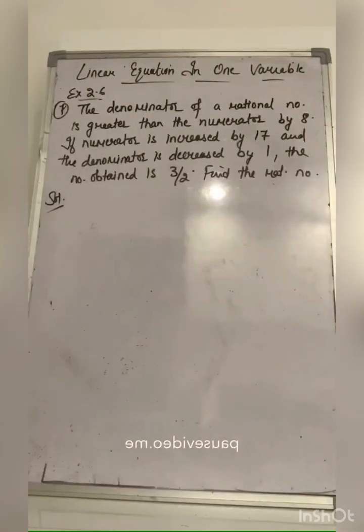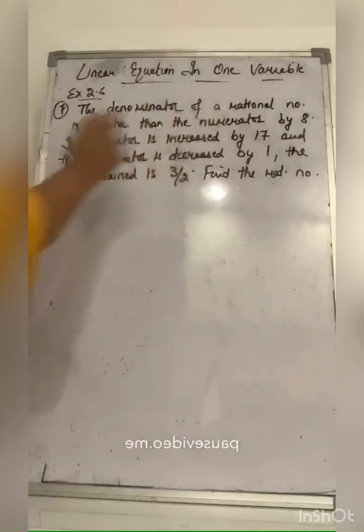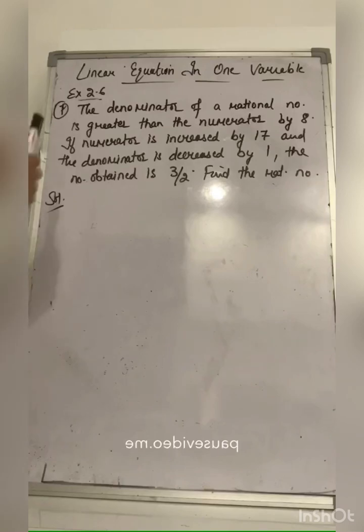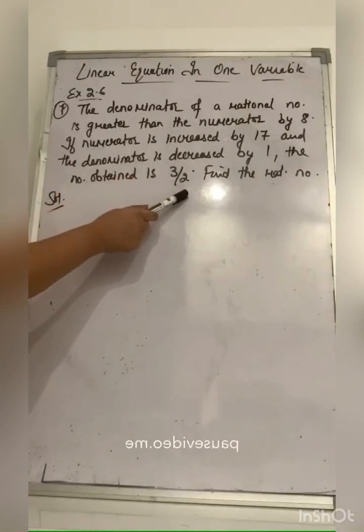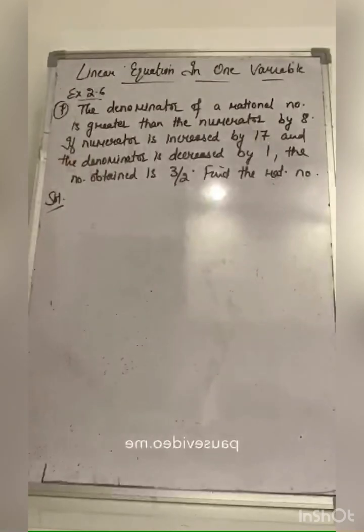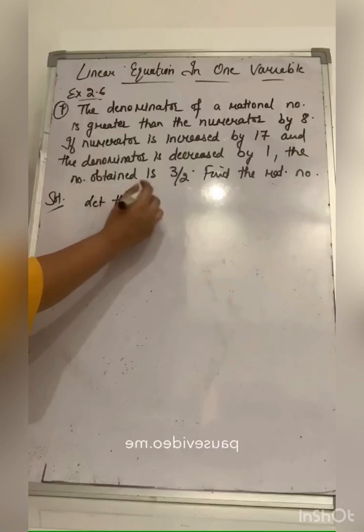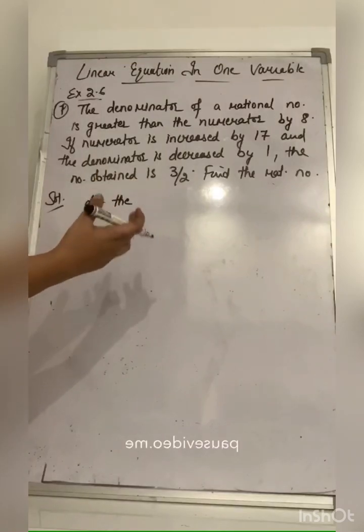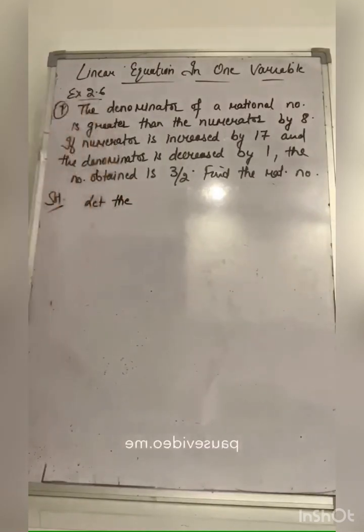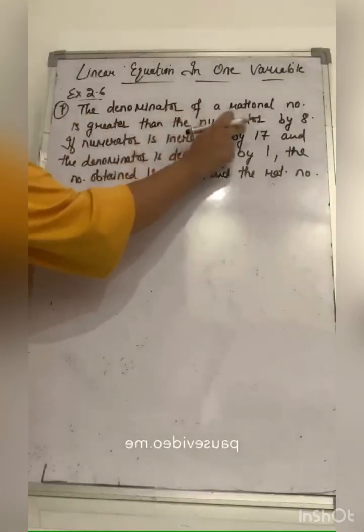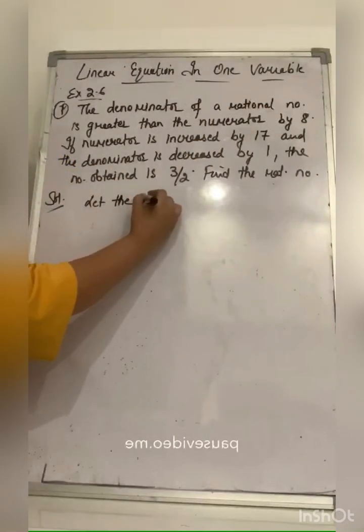See the next question number 7. The denominator of a rational number is greater than the numerator by 8. If numerator is increased by 17 and the denominator is decreased by 1, the number obtained is 3 by 2. Find the rational number. So for this, first of all, we will suppose what is the numerator and what is the denominator. And in the question they are saying the denominator of a rational number is greater than the numerator by 8.